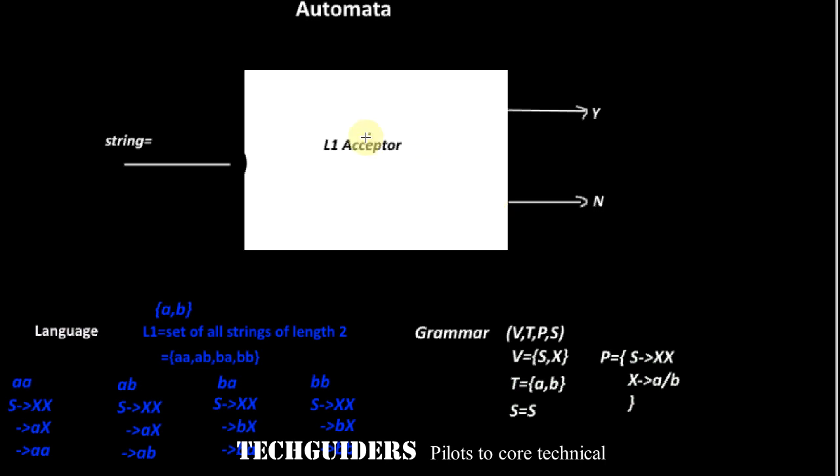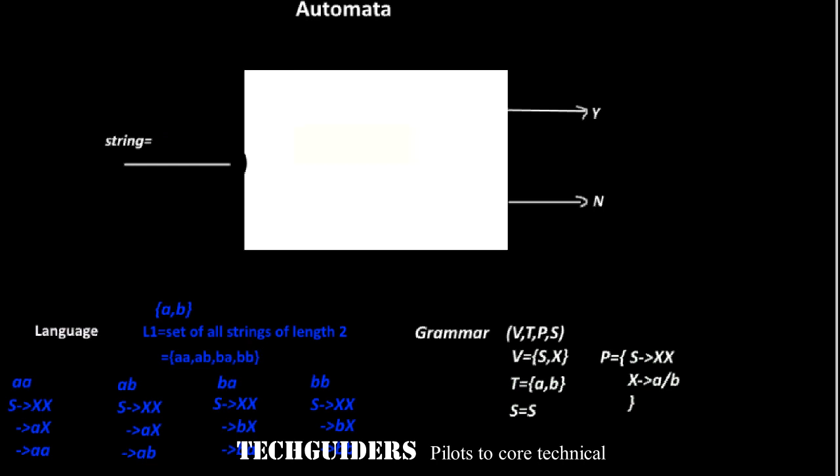For example, if we have an automata which is an acceptor for the language L1, the set of all strings of length 2, and any of these four strings are given to automata, then automata should say yes. If any other string is given, automata should say no. Thus, automata should accept any of the valid strings within that language and should reject every other possible string.